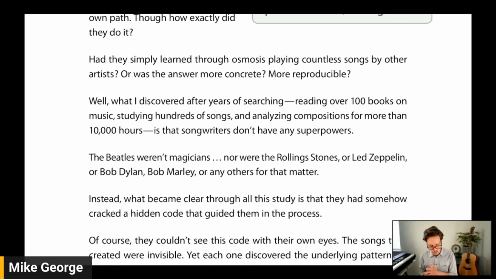Well, I discovered after years of searching, reading over 100 books on music, studying hundreds of songs and analyzing compositions for more than 10,000 hours, what I learned is that songwriters don't have any superpowers. The Beatles weren't musicians, nor were the Rolling Stones or Led Zeppelin, Bob Dylan, Bob Marley, or any others for that matter. Instead, what became clear through all this study is that they had somehow cracked a hidden code that guided them in the process.